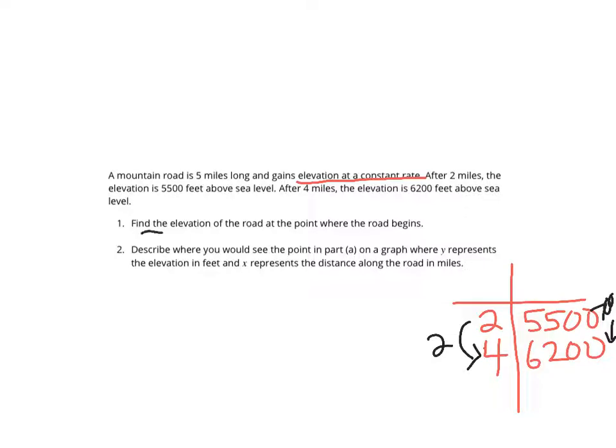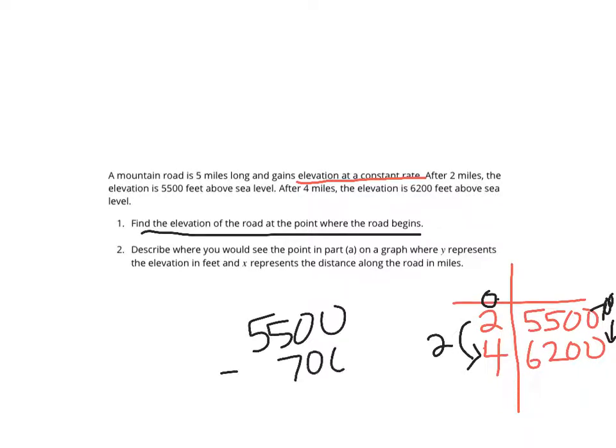But we're supposed to find the elevation where the road begins. So that would be up here in my chart at mile 0. And that's 2 miles less than this number 2. So if we take 5,500 and we subtract that same amount, 700, from it, we're going to get 4,800. And so that's the starting elevation of this road, which is not quite a mile above sea level.